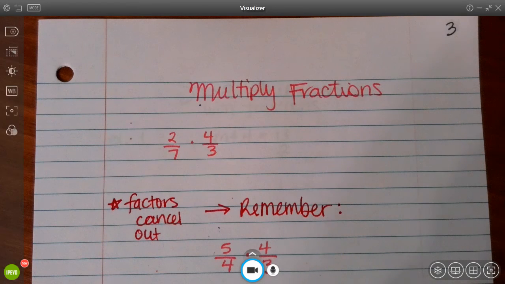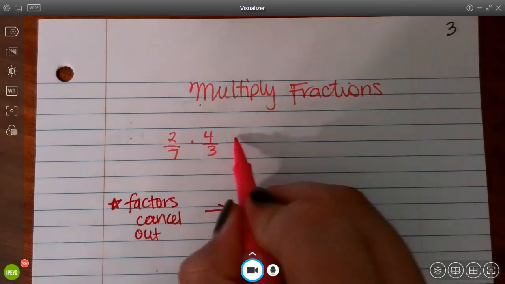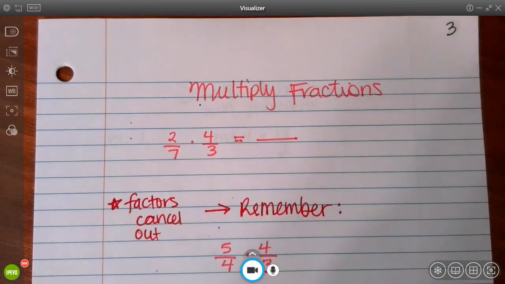In the previous video, we talked about adding fractions together and that they had to have the same denominator for us to do so. Let's talk about multiplying fractions. Do they need to have the same denominator? No. In fact, multiplying fractions is fairly simple.